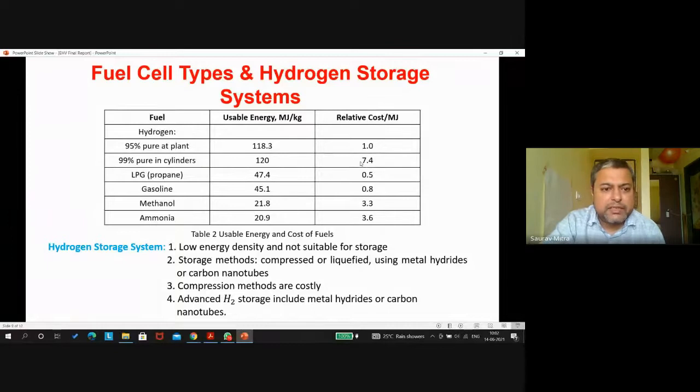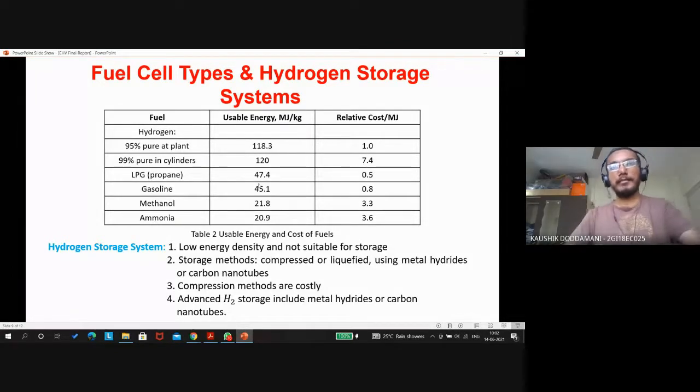Yes, go for the third row, LPG. Yes, sir. For LPG, we can see that it has usable energy of 47.4, which is quite less compared to the 95% pure hydrogen used in plant. And the relative cost is about 0.5, which is a plus point compared to the previous ones we have discussed. Coming to gasoline, it has a comparable usable energy compared with LPG, and also a comparable relative cost.